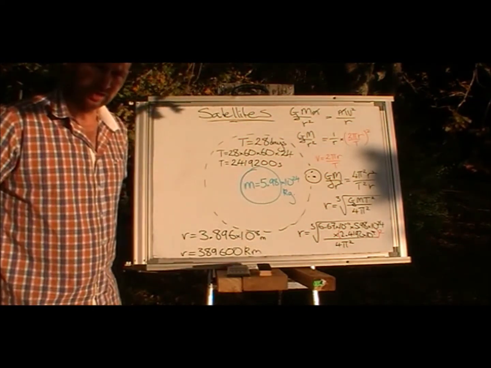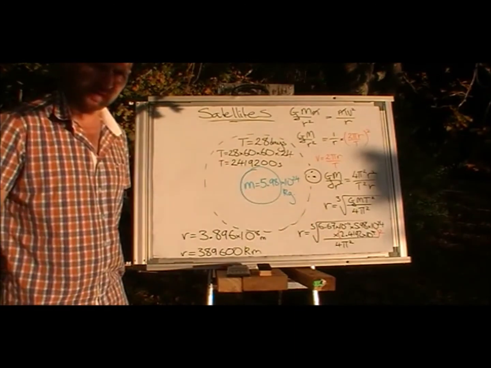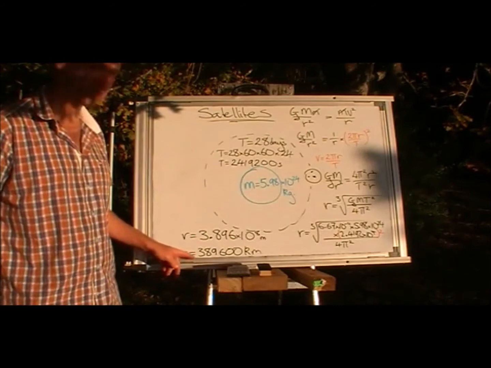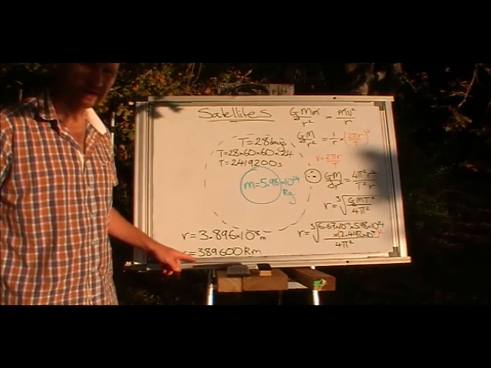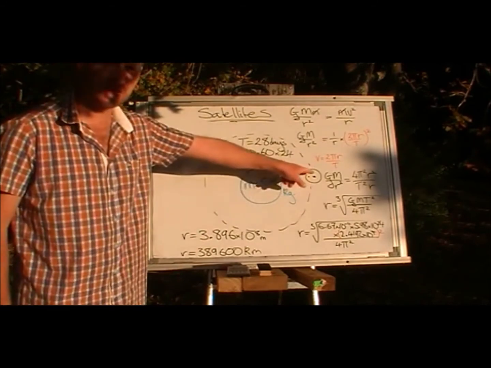Gosh, that was a bit tricky. I forgot to square the T for a while there. That really caught me out. But in the end, I think I got 389,600 kilometres as the distance from the centre of the Earth to the centre of the moon.